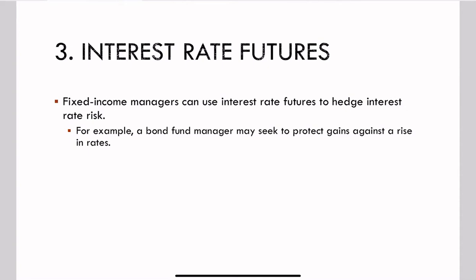But here, our focus is just about hedging against the risk. So a typical example is you wanted to protect your gains against a rise in interest rates. So here the scenario works like this. Let's say you have a bond portfolio, and we have learned if interest rate increases, the bond portfolio's value will decrease, right? Because always interest rate increases, bond price decreases, right?